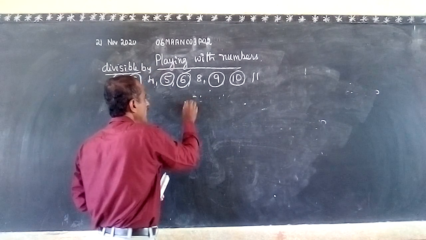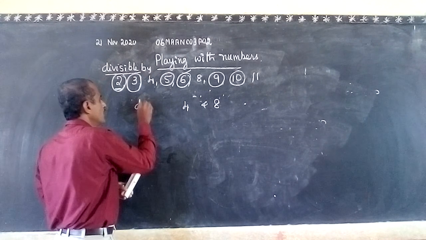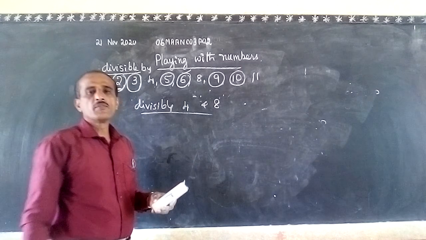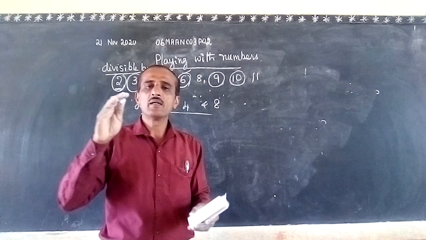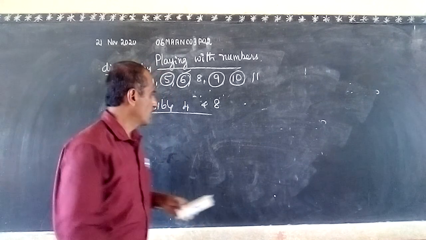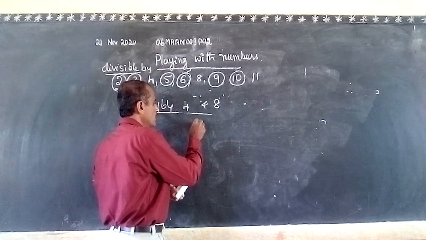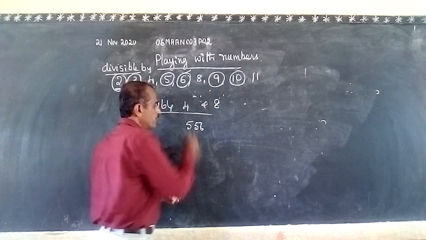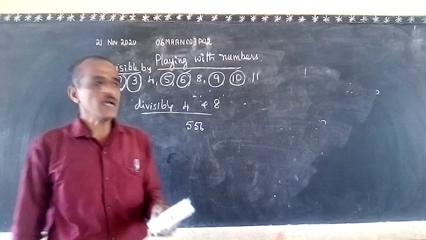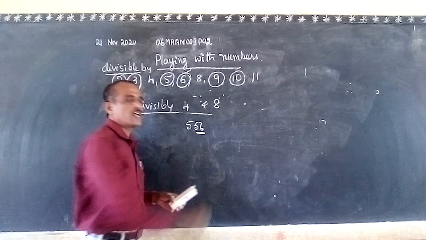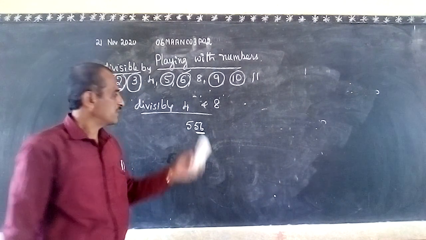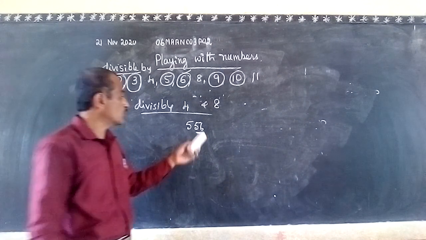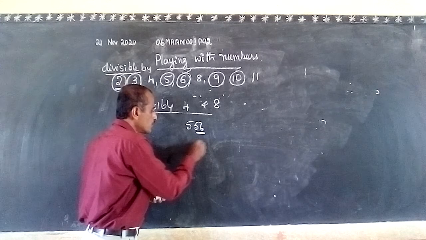Next, 4 and 8. How to search whether a number is divisible by 4 and 8? See, very simple. Consider numbers having 3 or more digits, for example, 556. Here, if the last 2 digits are divisible by 4, then the given number is also divisible by 4. Whether 56 is divisible by 4?